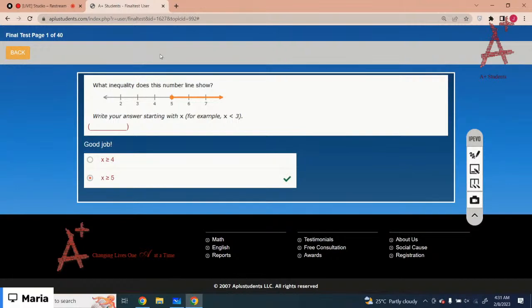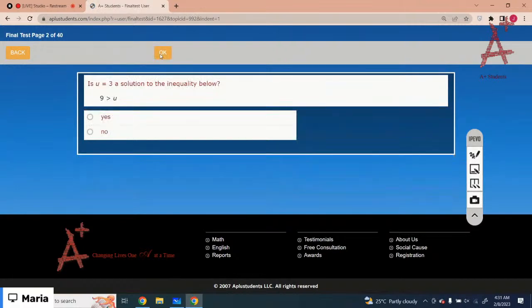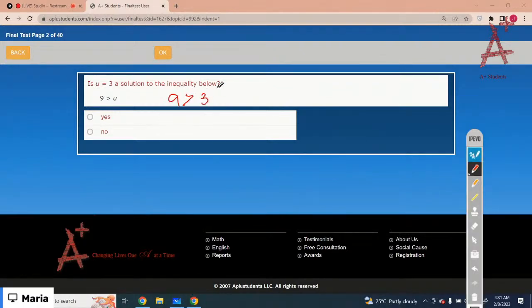Okay, the next one is: is u equals 3 a solution of the inequality below, 9 is greater than u? So just replace the u with a value. So it would be 9 is greater than 3. So which is the correct option? Yes or no? Yes, 9 is greater than 3. The correct option is yes.